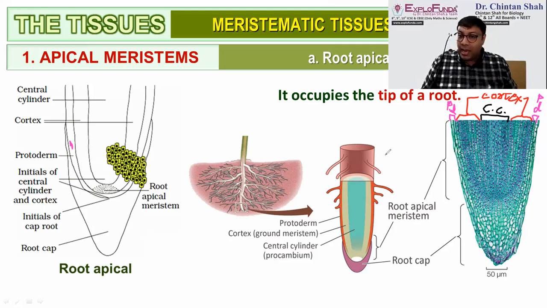So are you okay with this now? If the central cylinder is there, cortex on either side, and protoderm on either side. Perfect.